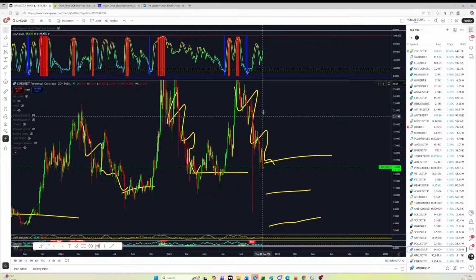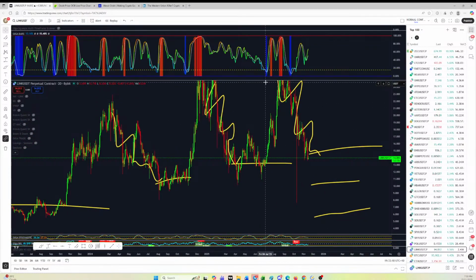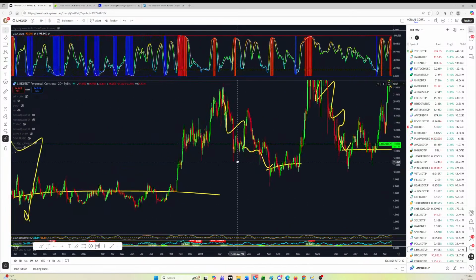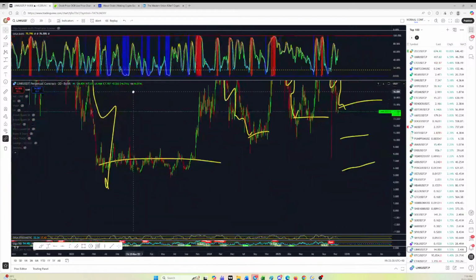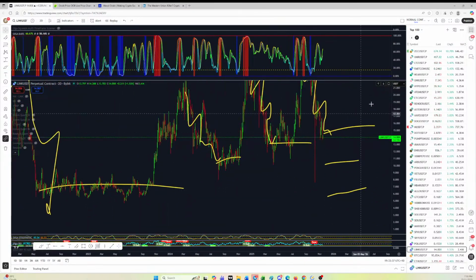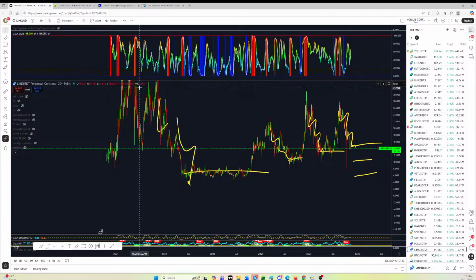So you can see here, ranged, went sideways, blue bar, big move. Ranged, went sideways, blue bar, big move. Ranged, went sideways for ages, but right at the end, ranged, went sideways, blue bar, big move. What happens is very simple. Price goes up, goes sideways, goes down, goes sideways, goes up, goes sideways, goes down, goes sideways.